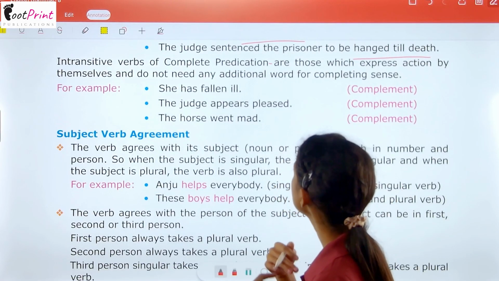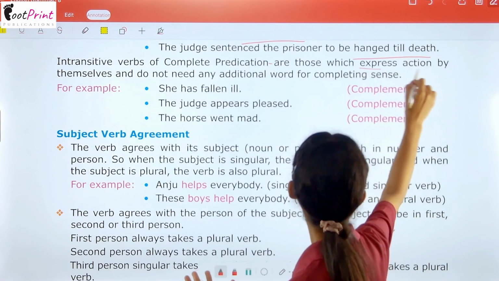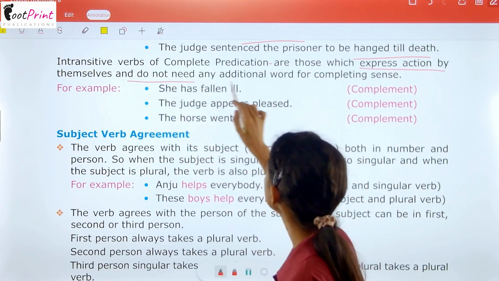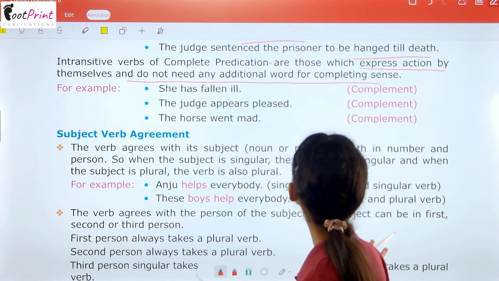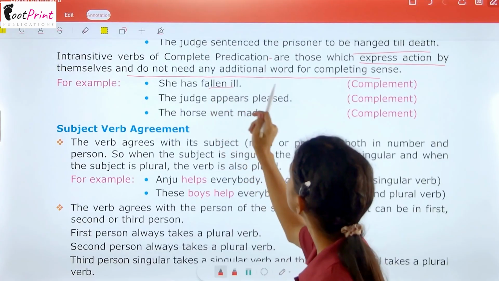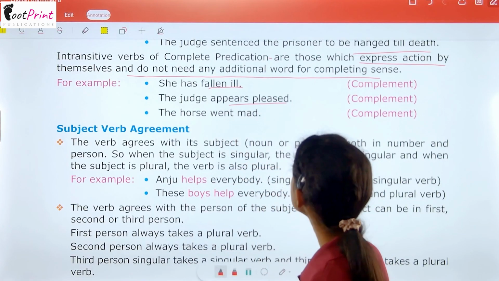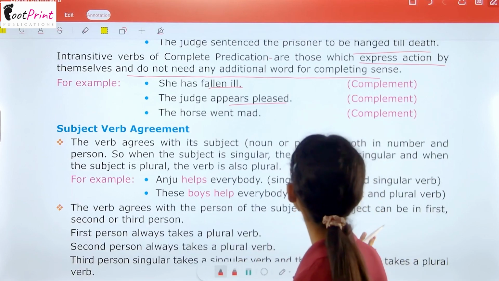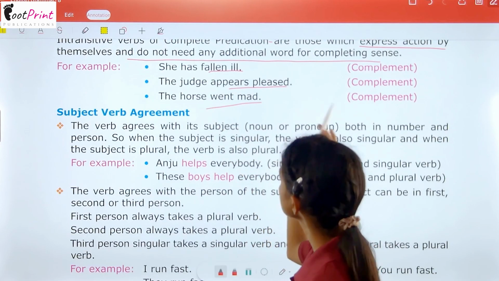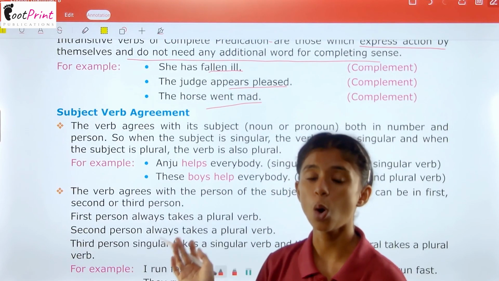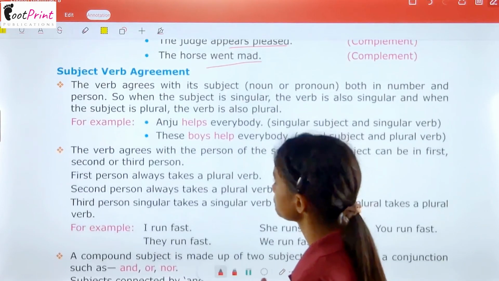Intransitive verbs of complete predication are those which express action by themselves and do not need any addition of words completing sentences. She has fallen ill. It does not need any other object. The judge appears to be pleased. So here it does not have any other object. The horse went mad. Again, all these sentences are complete.